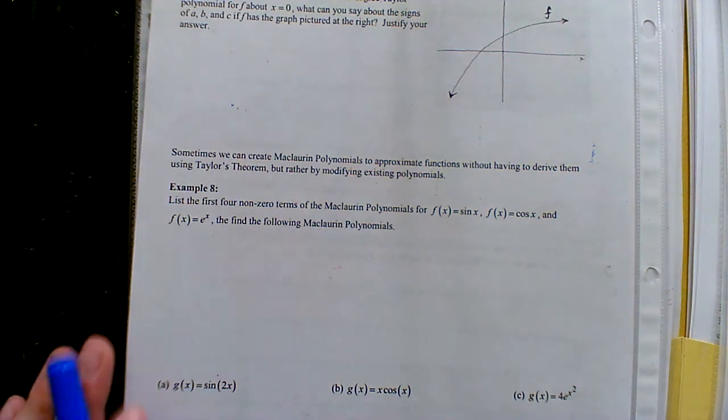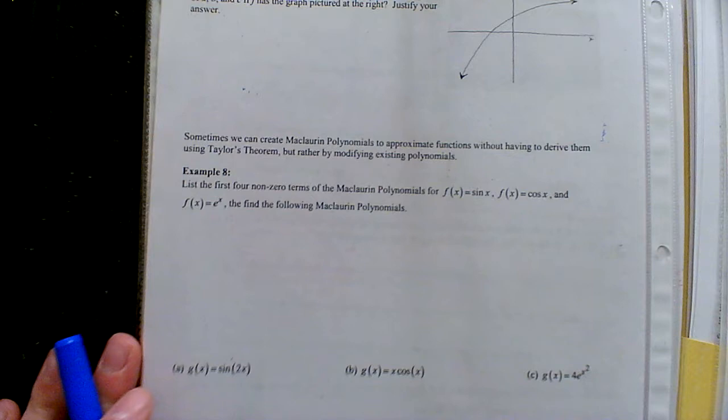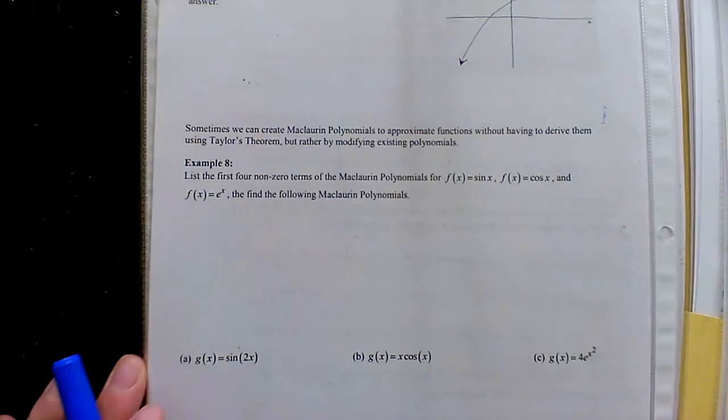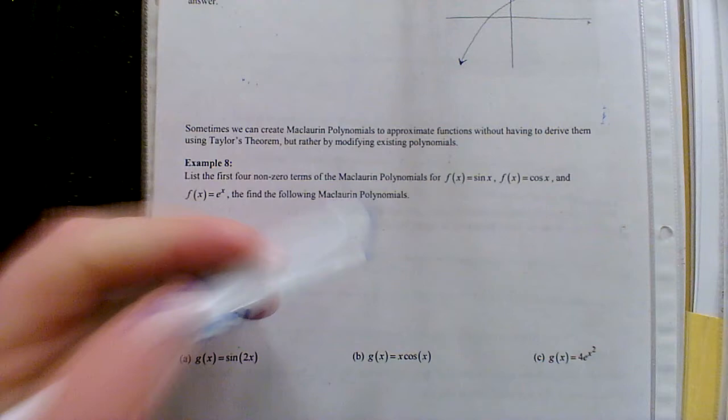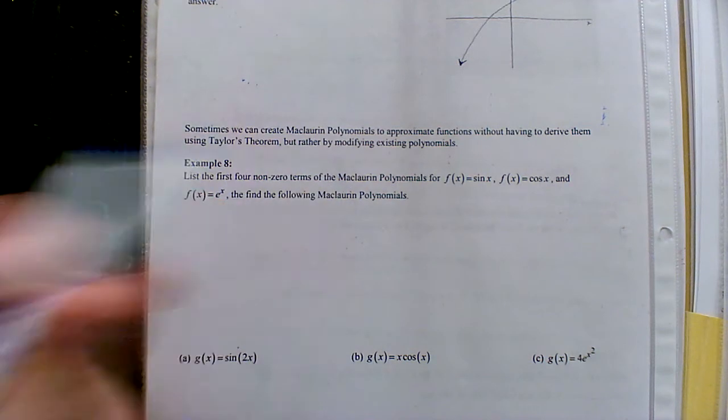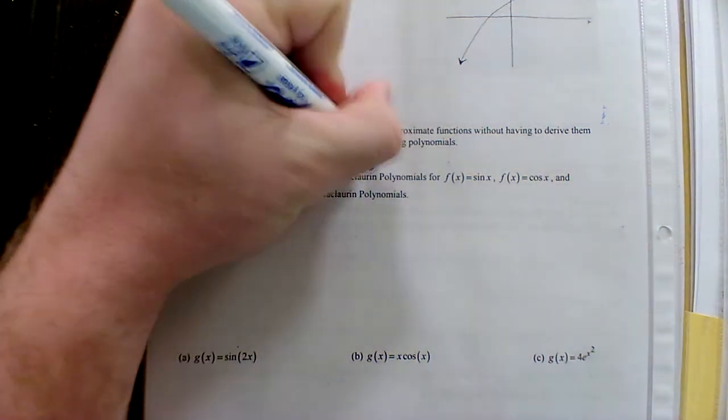Okay, so last example in this section for your quiz. So, example 8. We're going to list 4 non-zero terms of the Maclaurin polynomial. What do you think of when we think of Maclaurin polynomial? Center is 0.